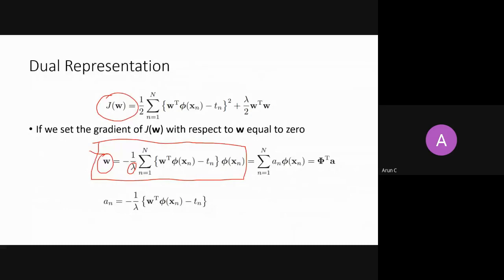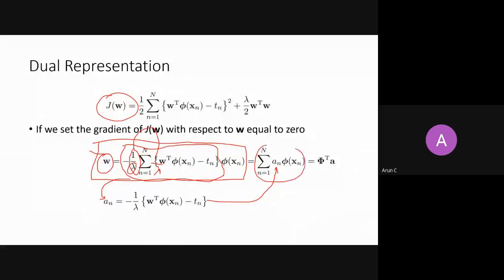Let's first simplify the representation. In this representation, the author has replaced this thing with some a. This lambda is a constant, so you are bringing this constant inside the summation. That's why it is going 1 upon lambda here. It will not affect anything.